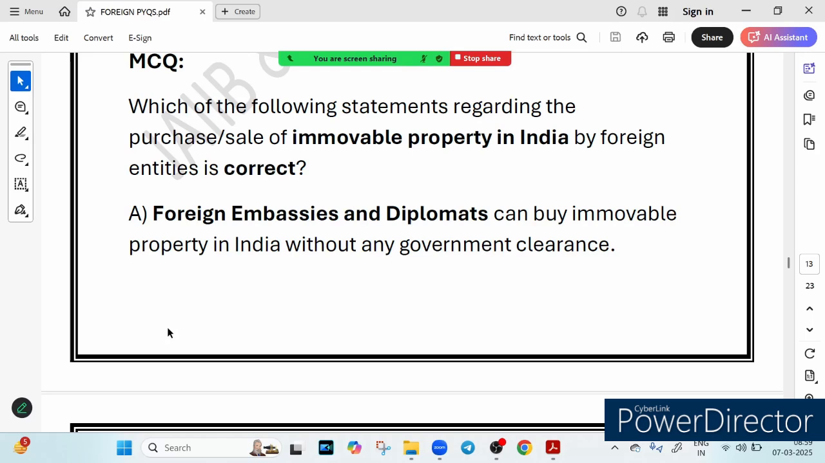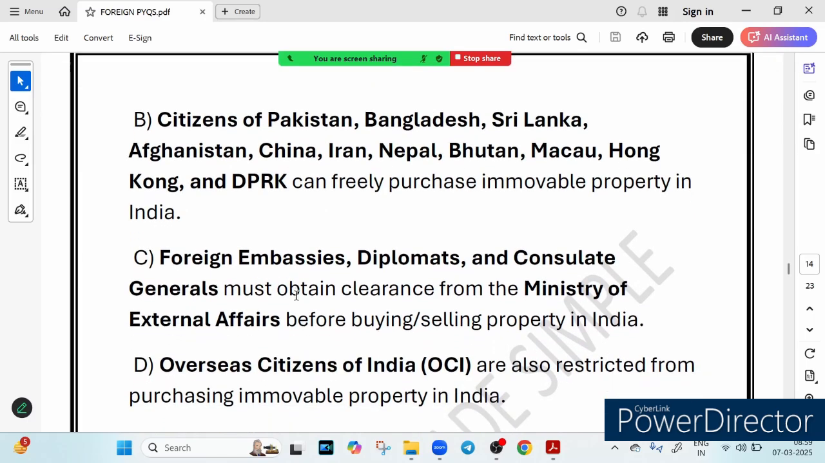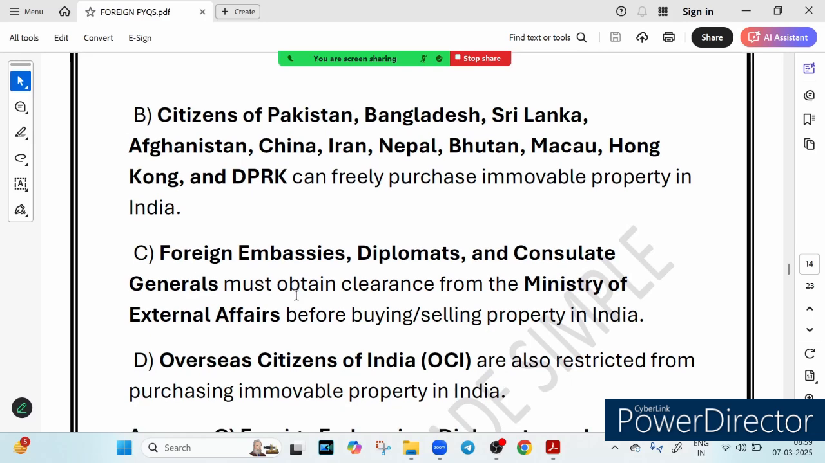Which of the following statements regarding the purchase or sale of immovable property in India by a foreign entity is correct? Right. So let's go through the options. Option A, foreign embassies and diplomats can buy immovable property in India without any government clearance. Option B says that citizens of Pakistan, Bangladesh, Sri Lanka, Afghanistan, China, Iran, Nepal can freely purchase immovable property in India. Option C, foreign embassies, diplomats and consultancies must obtain clearance from the Ministry of External Affairs before buying or selling property in India. And option D, OCI, Overseas Citizens of India, are also restricted from purchasing immovable property in India.